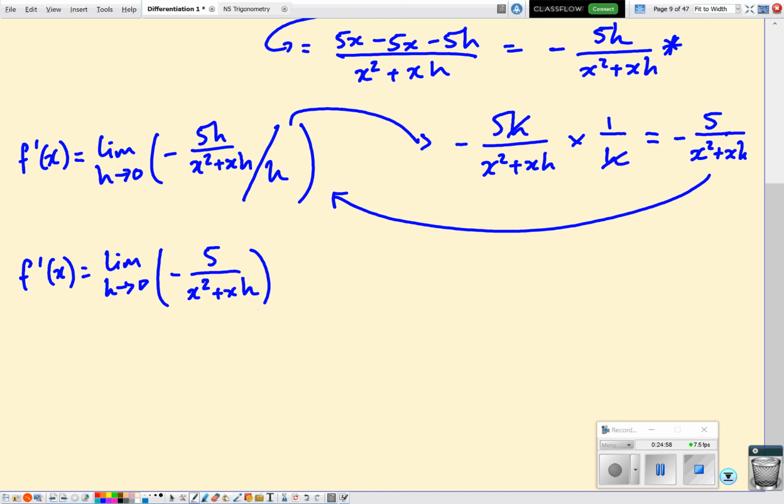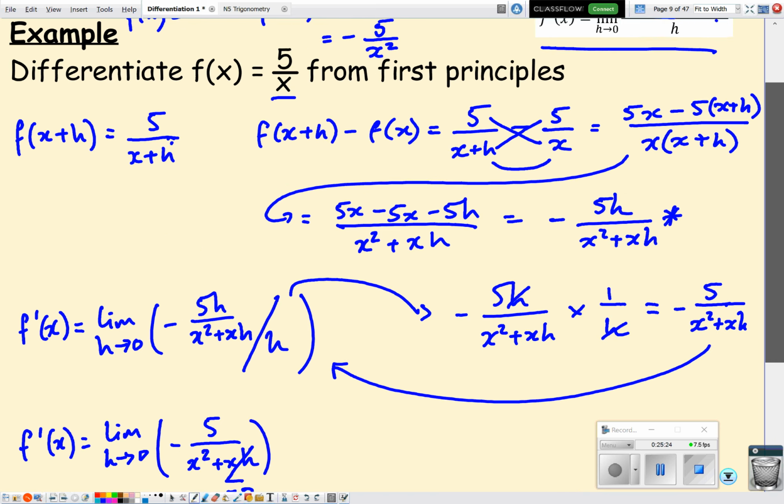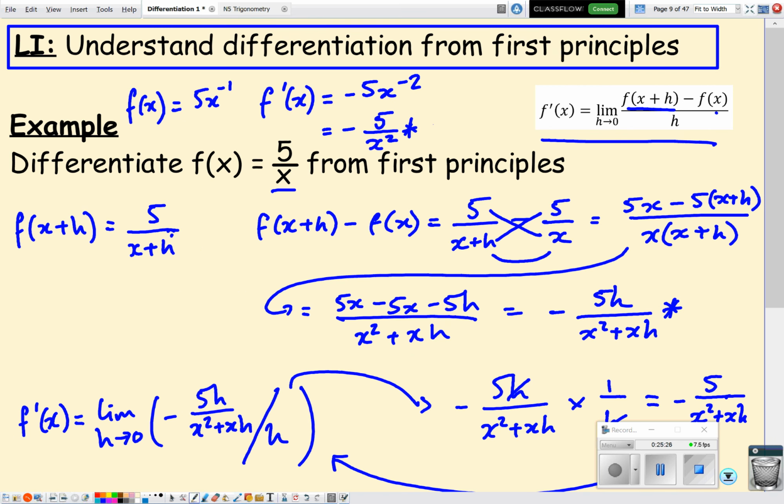So, for instance, in this one, you might be thinking, well, hang on, I might get a divide by zero here, but you won't actually. As h tends to zero, it's only really this term that goes to zero. Yeah, the xh term will go to zero. So actually, what we're going to be left with is negative 5 over x squared, which is exactly what we set out to get.